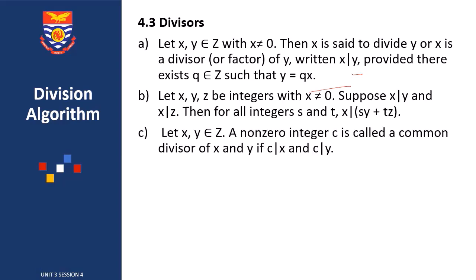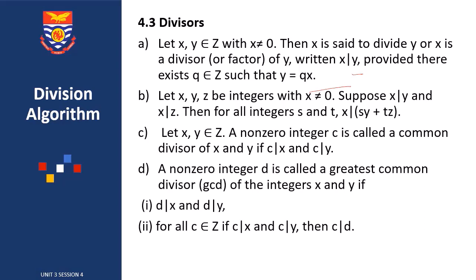Also, let x, y be members of Z, and a non-zero integer c is called a common divisor of x and y if c divides x and c divides y. It divides both of the integers. So when I have 4 and 8, and I take 2, it's one of the common divisors. I take 4 as well, it's one of the common divisors. It divides both integers respectively.